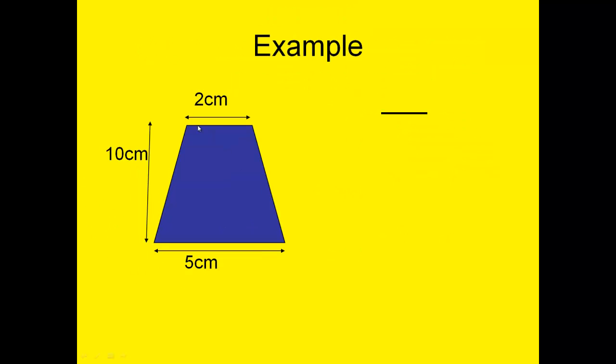Let's see an example here. I have the two parallel sides, the two bases. Base 1 and base 2 are 2 and 5 centimeters. And the distance between them, or the height, the perpendicular line between the two bases, is 10 centimeters. So how will we find the area here? The area will be 2 plus 5, and then we will divide it by 2, and multiply the result by 10. 2 plus 5 is 7, divided by 2 is 3 and a half. Multiply by 10, 35 centimeters squared.